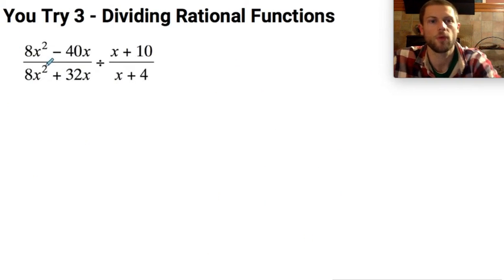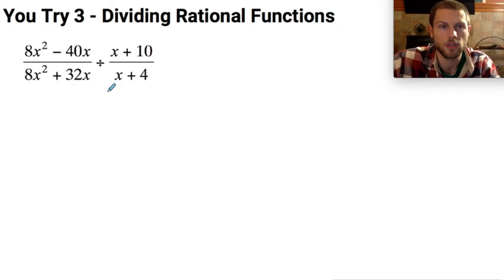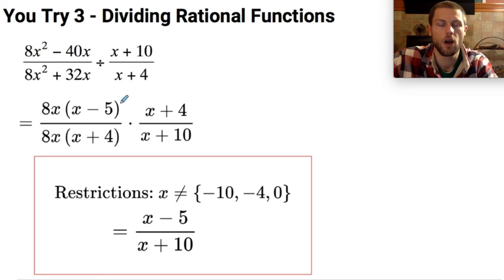Why don't you try this example right here using the same process? Pause the video, and see how this one went. All right, here's my solution: x minus 5 over x plus 10, and I have these three restrictions: negative 10, negative 4, and 0.